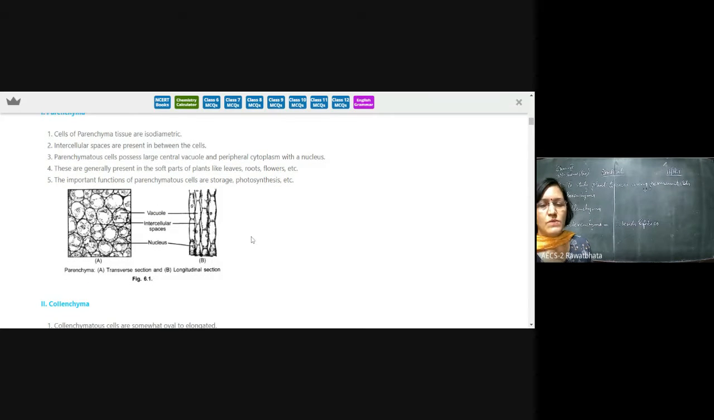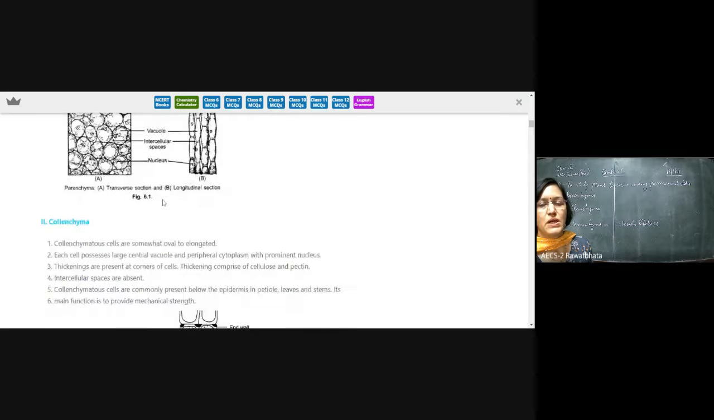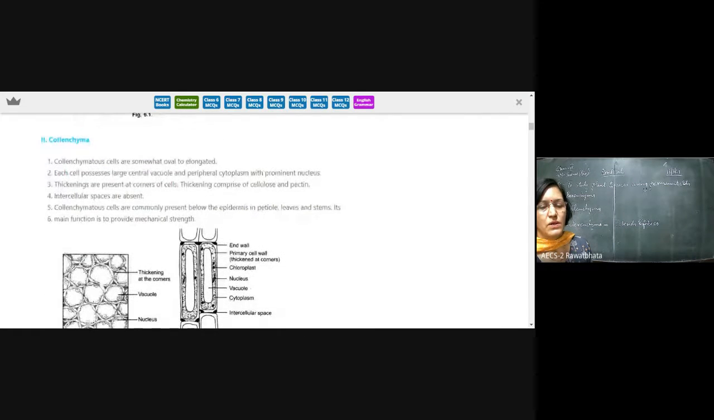And if this comes in the examination, we are supposed to write down all the characters like this, that they are isodiametric, intercellular spaces are there, and there is a large central vacuole with a peripheral nucleus, and they are present in the soft parts of the plant, and their function basically is storage and photosynthesis.